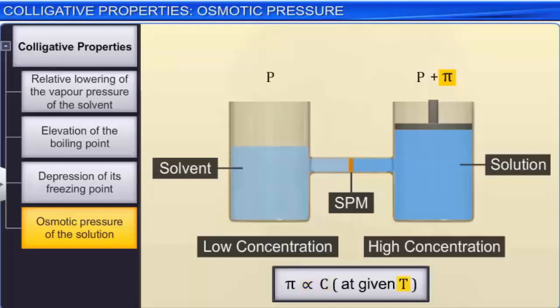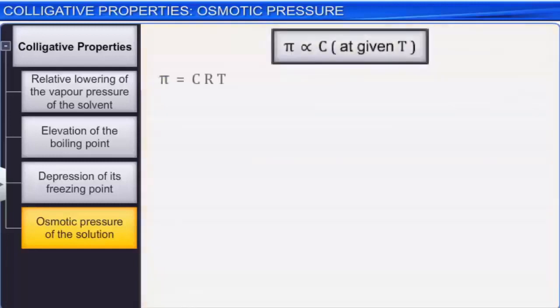Thus, pi is equal to C multiplied by R multiplied by T, where R is the gas constant. If the solution contains N2 moles of solute in volume V, then C is equal to N2 divided by V. Therefore, pi is equal to N2 multiplied by R multiplied by T divided by V.